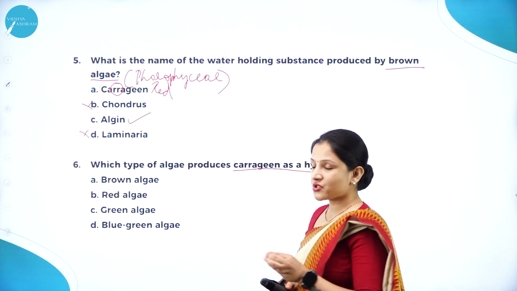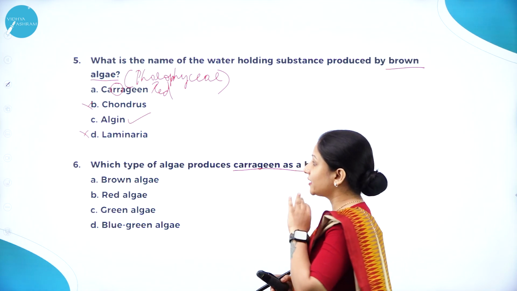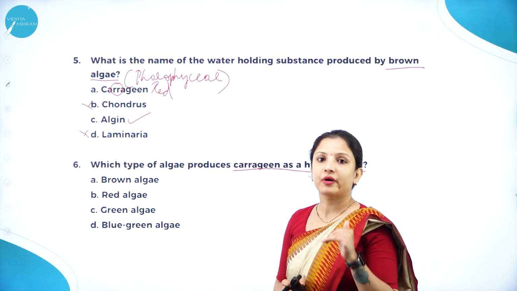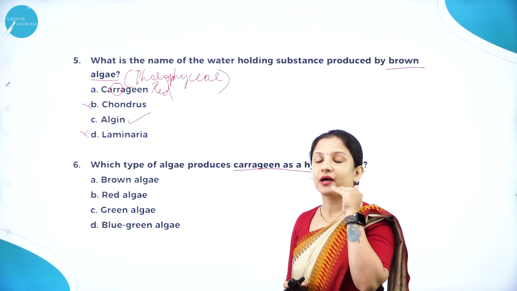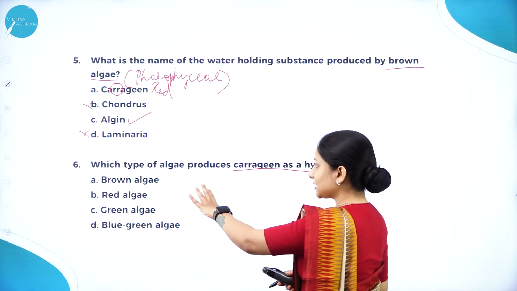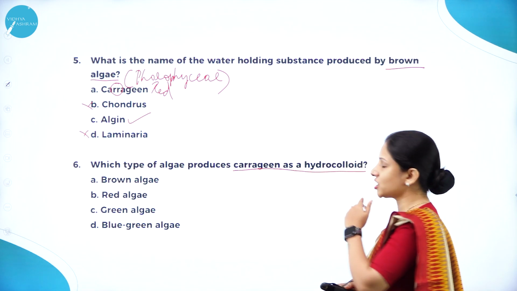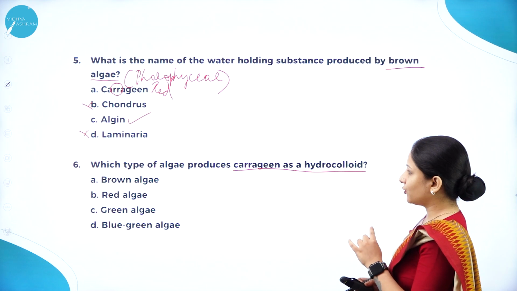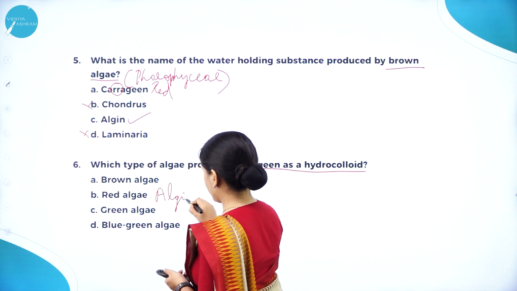In that, carrageen is produced by red algae, that is Rhodophyceae members. But algin is the hydrocolloid substance that is produced by the brown algae, that is Phaeophyceae member. In this, see the question how I have asked, which type of algae produces carrageen as a hydrocolloid? So, red algae produces algin as a hydrocolloid.